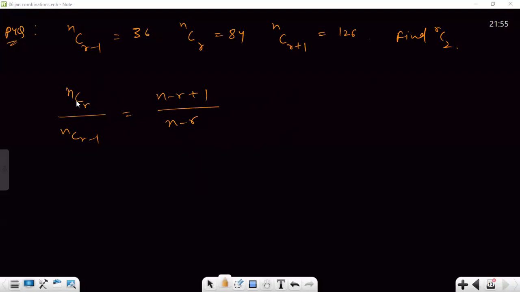We also know the value of nCr and nCr minus 1. And we also know the formula of nCr plus 1 upon nCr, that is (n minus r) upon (r plus 1). Cool. So let's find out.